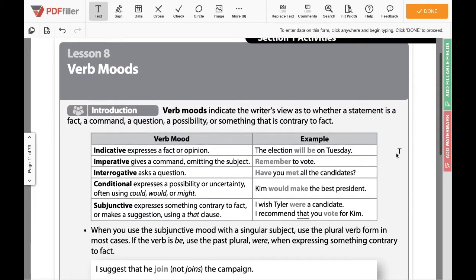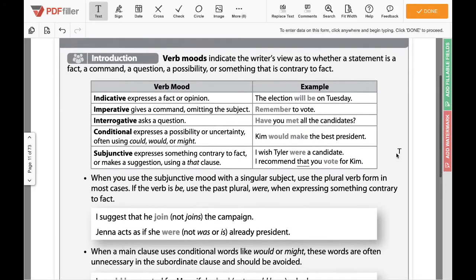This is a little bit more complicated of a subject, so hopefully we can get out of it what we need to get out of it. Verb moods indicate the writer's view as to whether a statement is a fact, a command, a question, a possibility, or something that's contrary to fact. Some of those things might not make sense. We're going to look at the chart to kind of dig more into those things.